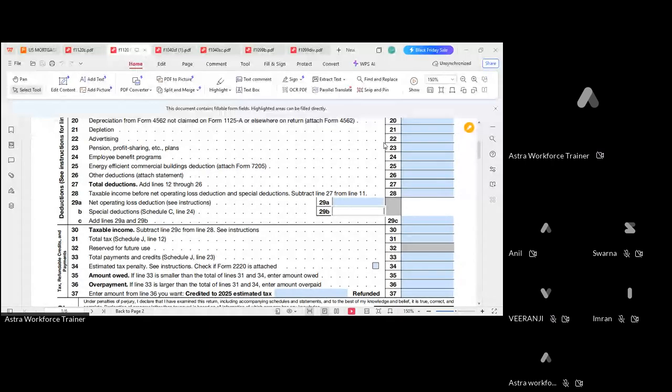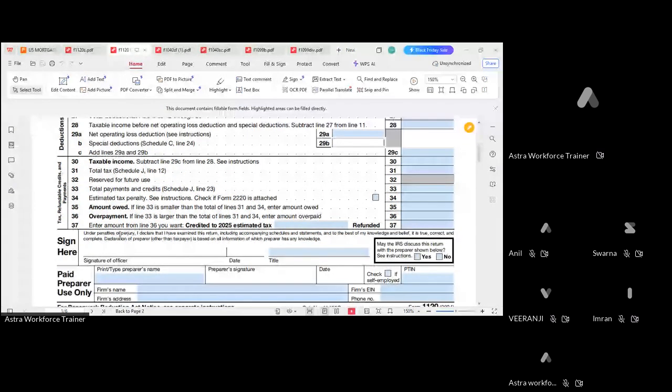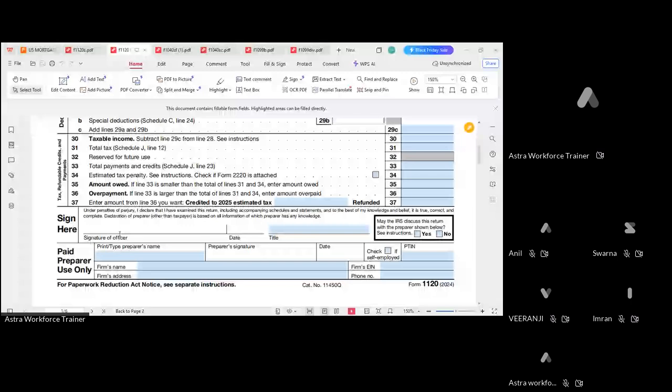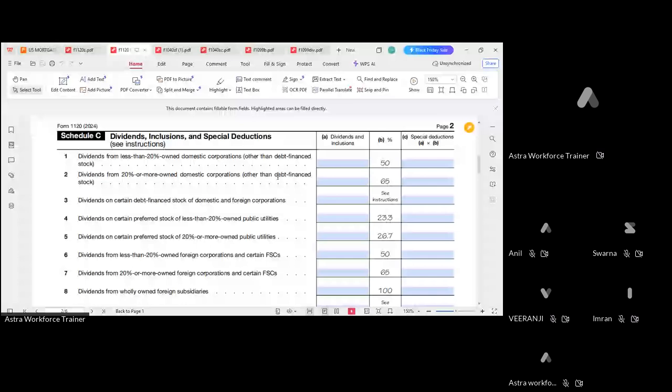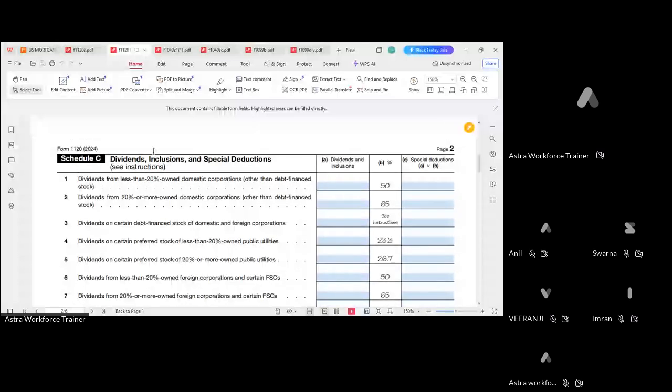Right, so here in the 1120 you'll get the net operating income or loss, and the taxable income. So what is the taxable income, and the total tax? What are the tax deductions the borrower will get? Everything will be updated over here. Then Schedule C from the 1120, dividends inclusion and the special deductions.